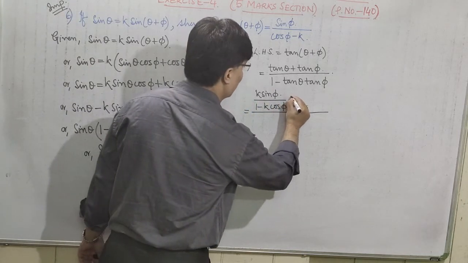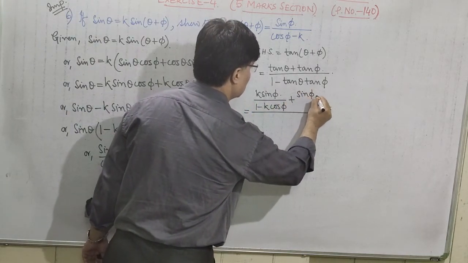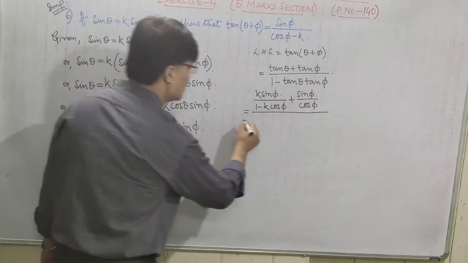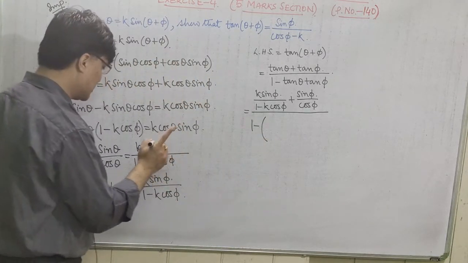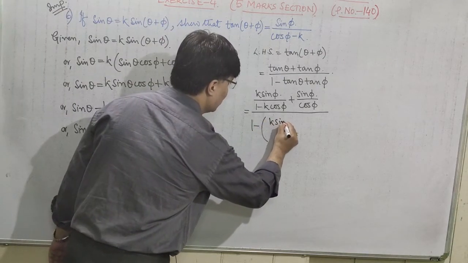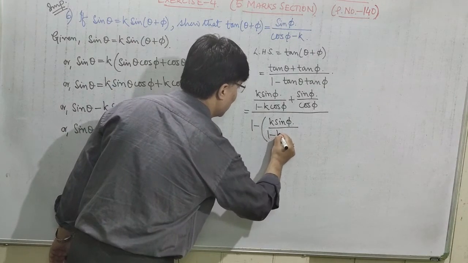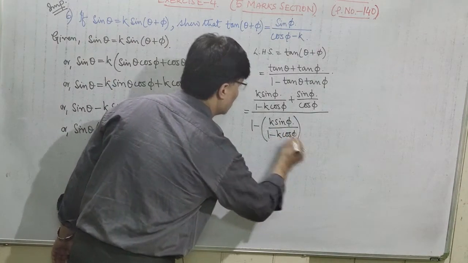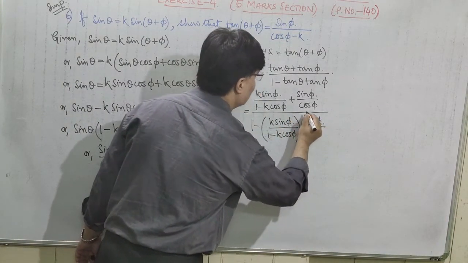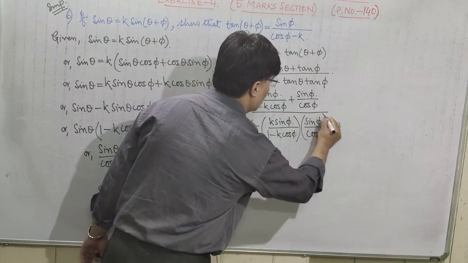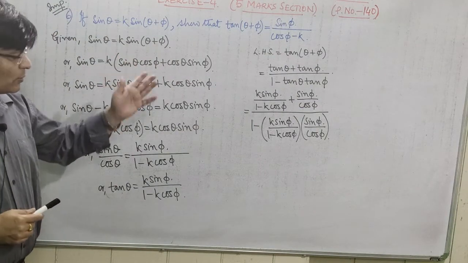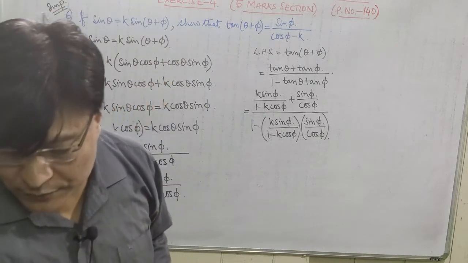And what will you write for tan phi? It is sin phi divided by cos phi. Is that clear? Similarly in the denominator, 1 minus, what is tan theta out here? Same value, k sin phi divided by 1 minus k cos phi, into, what is tan phi? It is sin phi divided by cos phi. So tan theta here is k sin phi upon 1 minus k cos phi, and tan phi is sin phi by cos phi.